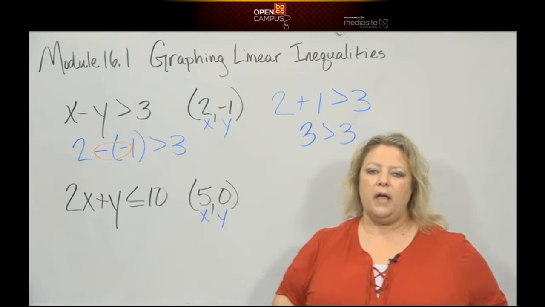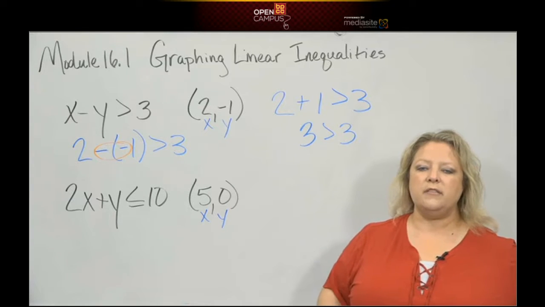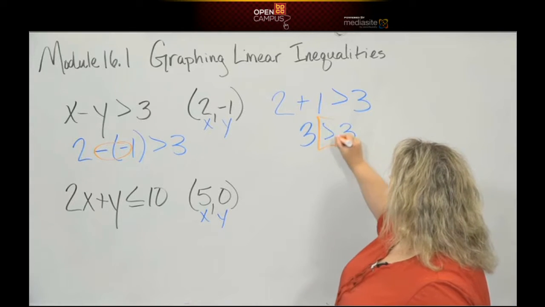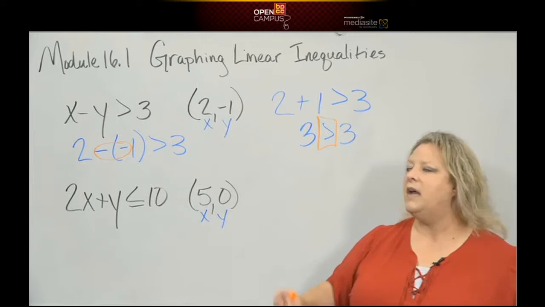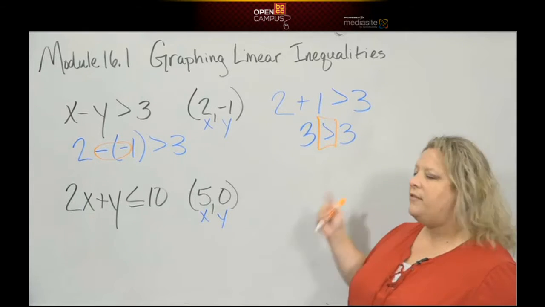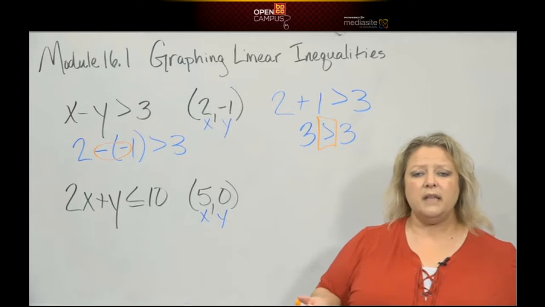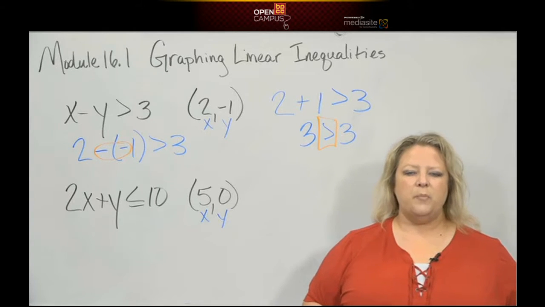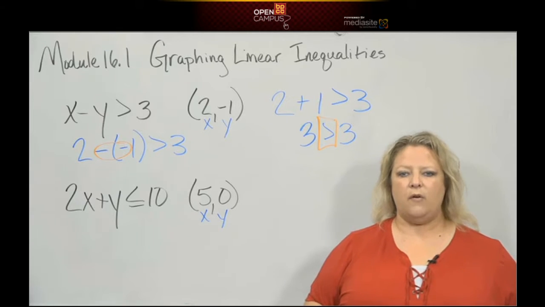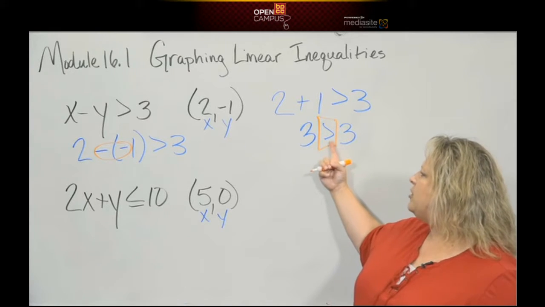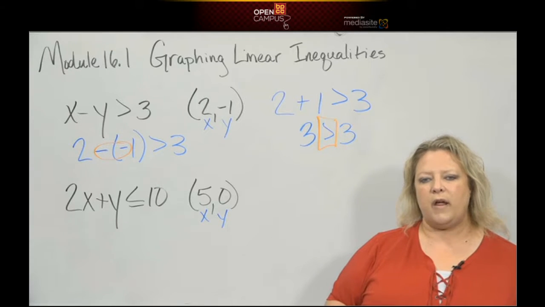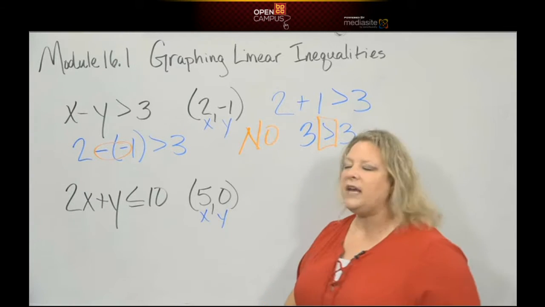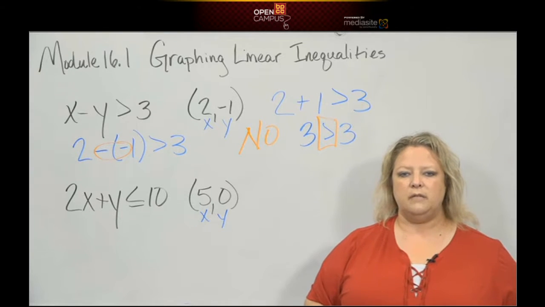Well, you might say, okay, hey, I got a 3 on one side, a 3 on the other side, I'm okay. But there's a problem, and the problem is the sign. The sign says greater than. Can the number 3 be greater than itself? Can the number be less than itself? The answer is no. It can be equal to itself, but it cannot be greater than or less than itself. So when you have a situation like this and you don't have that equal to sign underneath your greater than or less than, this is not in the solution set, so you would say no. That ordered pair is not part of my solution, okay?